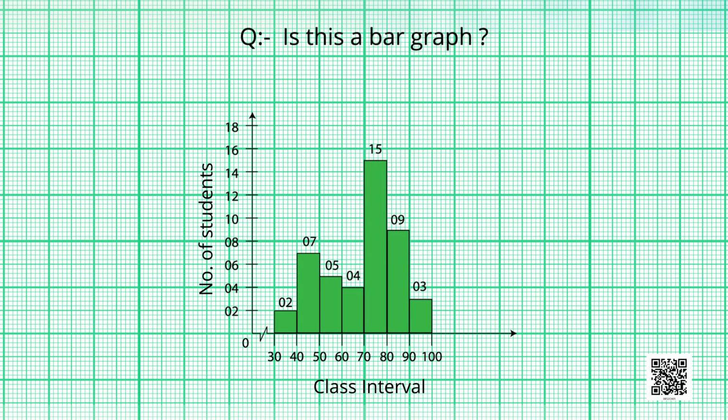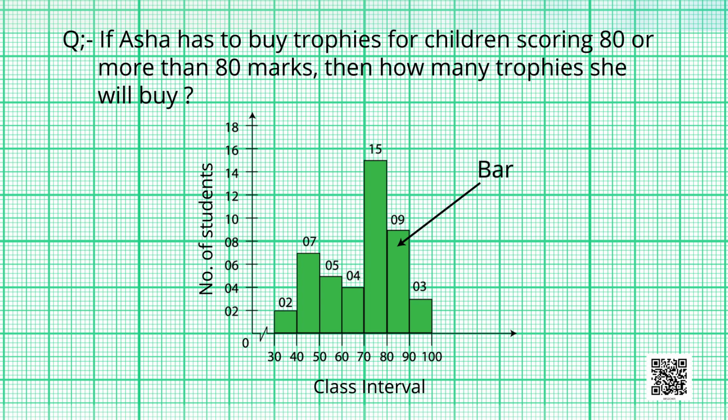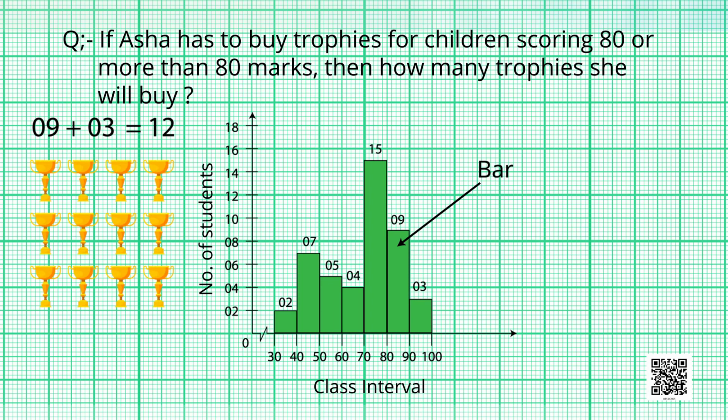Is this a bar graph? Now here we have drawn bars but there are no gaps between them. So this is called a histogram. So children, raw data collected by Asha can be clearly seen here. So if Asha has to buy trophies for children scoring 80 or more than 80 marks, then how many trophies will she buy? She will buy 12 trophies.